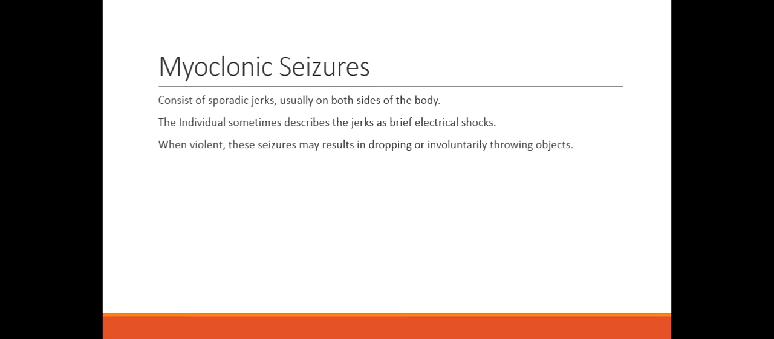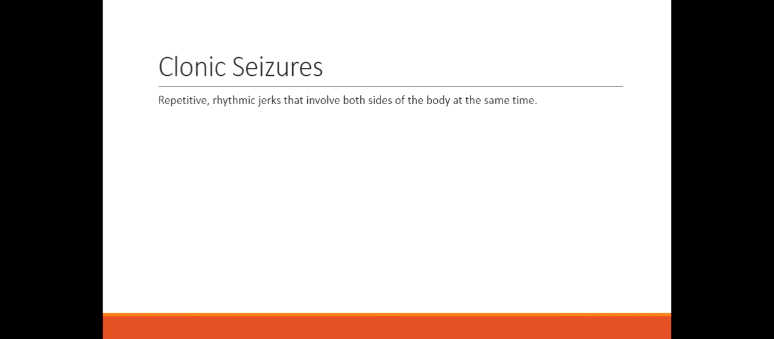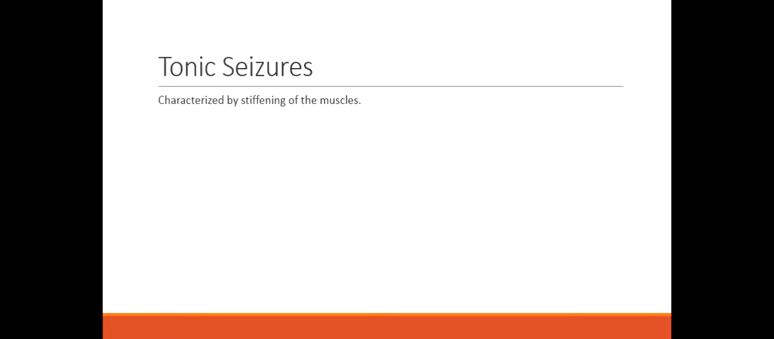Myoclonic seizures. Myoclonic seizures consist of sporadic jerks, usually on both sides of the body. The individual sometimes describes the jerks as electrical shocks. When violent, these seizures may result in dropping or involuntarily throwing objects. Clonic seizures. Clonic seizures are repetitive rhythmic jerks that involve both sides of the body at the same time. Tonic seizures. Tonic seizures are characterized by stiffening of the muscles.